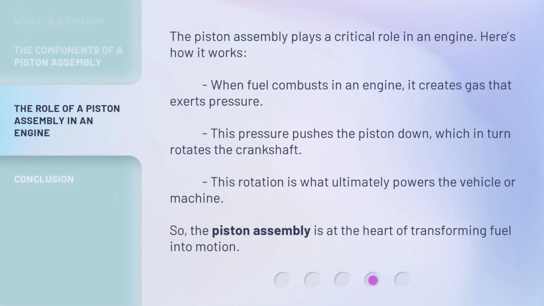The piston assembly plays a critical role in an engine. Here's how it works. When fuel combusts in an engine, it creates gas that exerts pressure. This pressure pushes the piston down, which in turn rotates the crankshaft. This rotation is what ultimately powers the vehicle or machine. So, the piston assembly is at the heart of transforming fuel into motion.